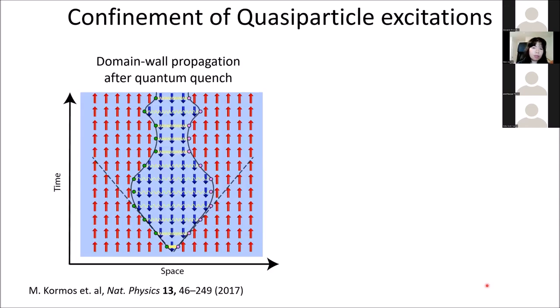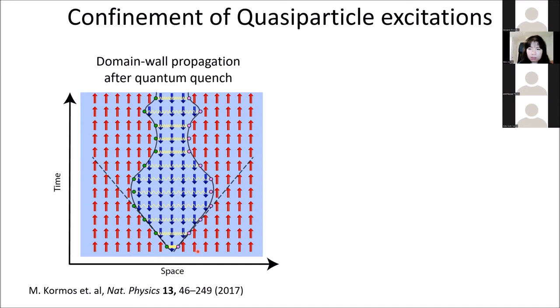So how does this link to the Ising model then? A couple of years ago, in 2017, Kormos showed that the transverse field Ising model has a confinement effect where the domain walls or quasi-particles are confined to meson-like bound states. Okay, that's a lot of words. So let me take a step back to explain these figures.